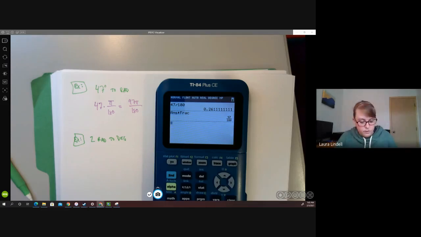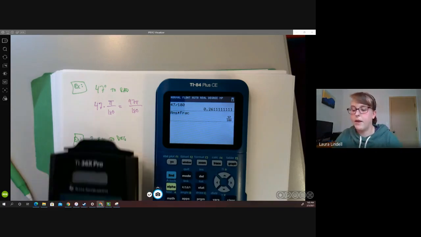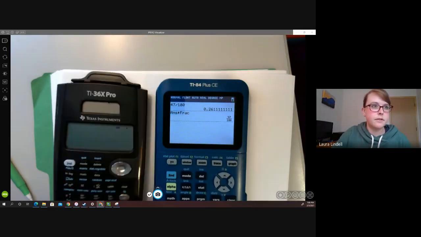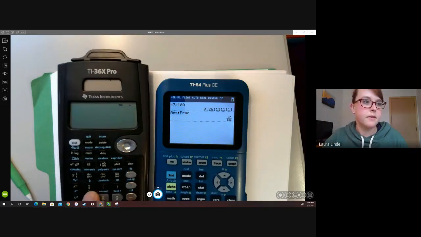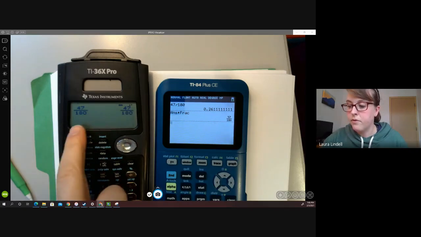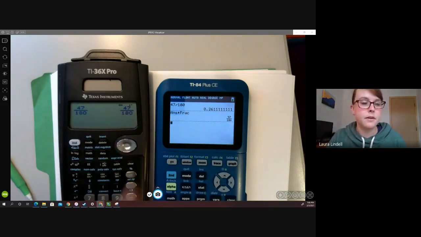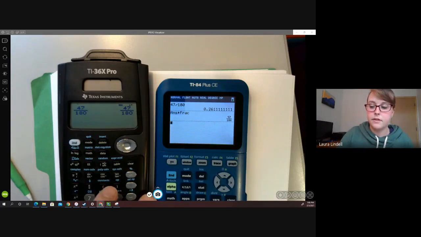You can also use, if you're using something like this that has math print on it, you can hit the fraction button right here and start off with 47 over 180. And then if it's simplified all the way already, it will tell you right here, or it'll tell you what it simplifies to.